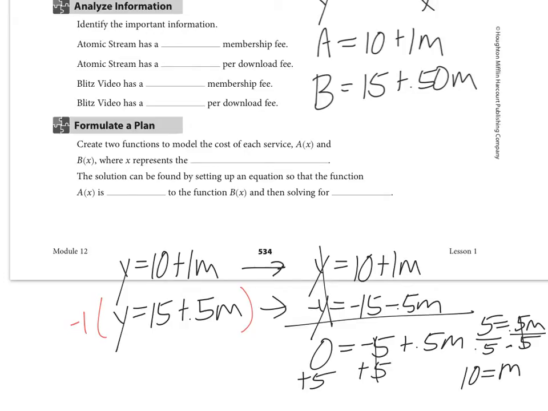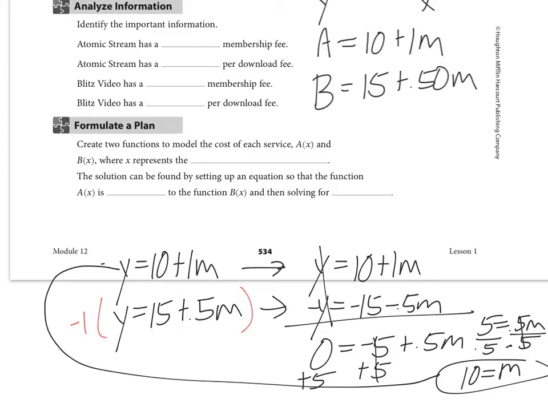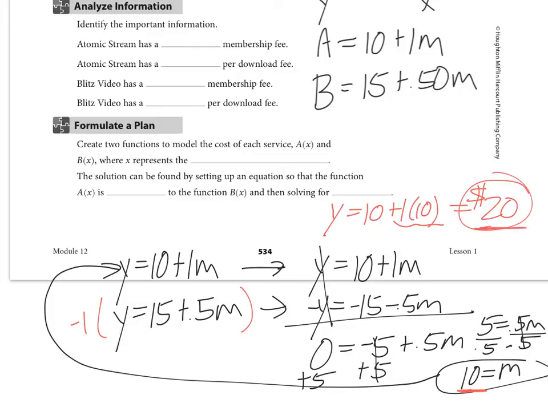Now, what is 10? 10 is m, which is the number of movies. Now, what do I have to do? I also have to figure out the cost. How do I do that? Well, I'm going to go back and plug it into the first equation because there's no decimals. So now I have y equals 10 plus 1 times 10. So that's 10 plus 10, which is 20. So that means the cost of the movies would be $20. So if I rent 10 movies from both of these services, then they're going to cost me 20.